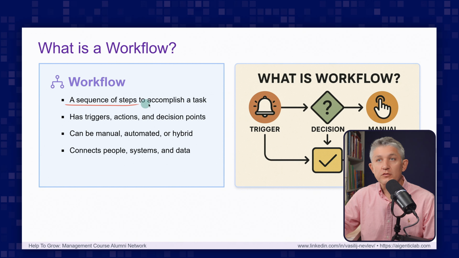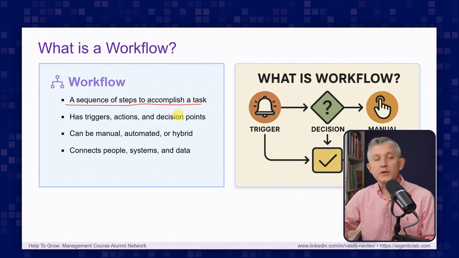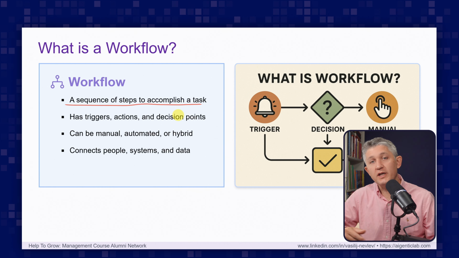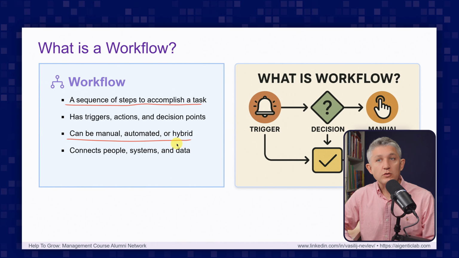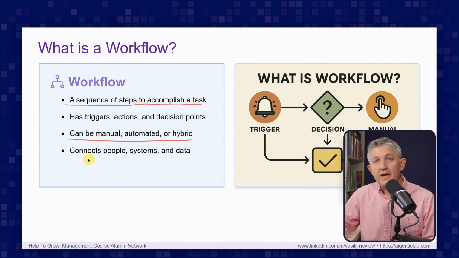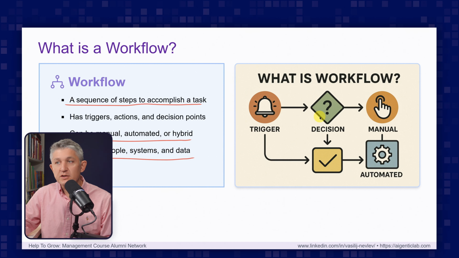A workflow is a sequence of steps required to accomplish a task. Like you saw in that example, the AI agent was following a workflow of going and retrieving data to answer questions. It can be manual, automated, or hybrid. It can also connect people, systems, and data. It often includes some type of decision. Now, that is an opportunity within your business for automation with AI agents.